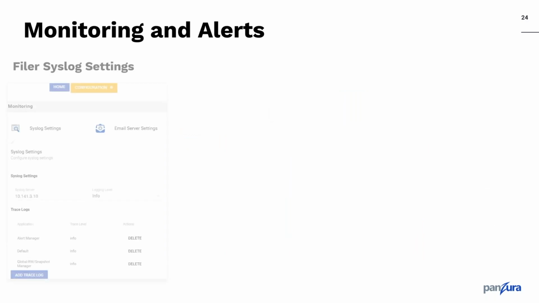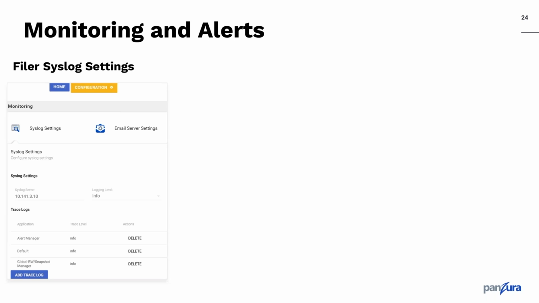We're going to start off by looking at the filer syslog. So if you are a Splunk house and you use Splunk for visibility into what's going on, you might want to configure syslog to see all those alerts and events. Here's where you would configure your syslog server, and down below all of the individual alerts and which ones you might want to see in syslog.